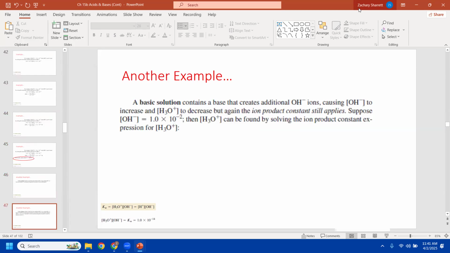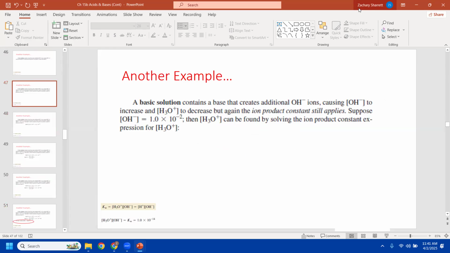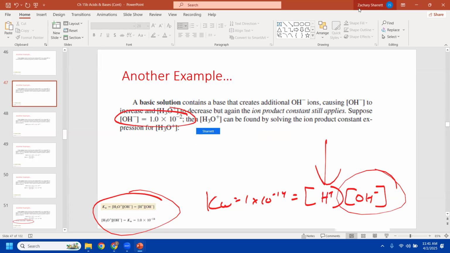Why is this important? We are going to get a formula out of this. These formulas are important. Kw, which is 1 times 10 to the negative 14th, is equal to the H plus concentration times the OH minus concentration. So if I give you one of these, can you solve for the other? Yes, we can, right? So in this case, it says, suppose OH minus is 1 times 10 to the negative second. What is the H3O plus concentration in that solution?